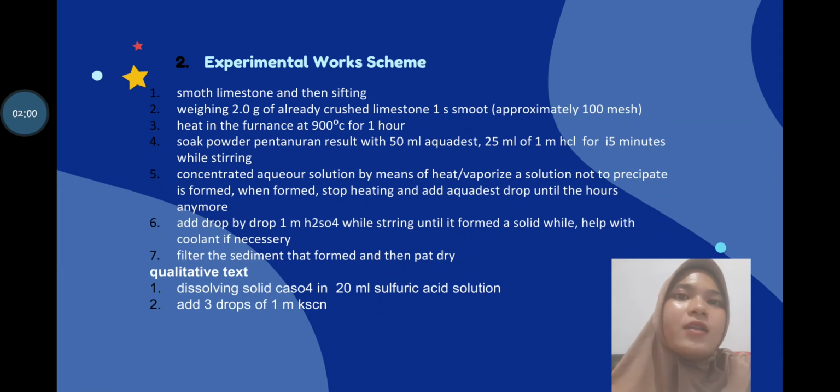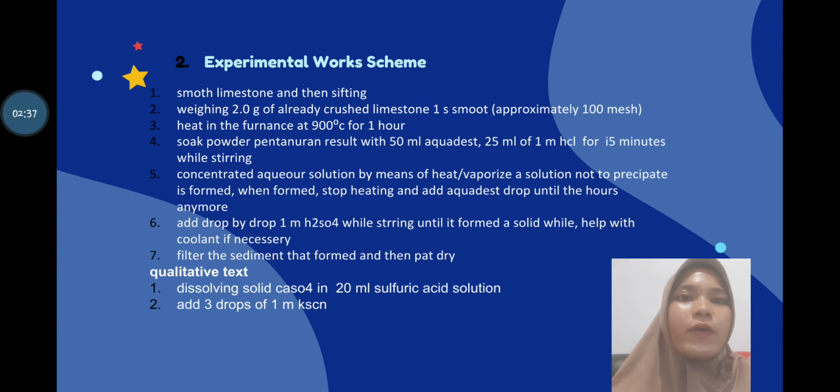Experimental work scheme: first, grind the limestone, then weigh 2.0 grams of the crushed limestone, ground to approximately 100 mesh. Heat in the furnace at 900 degrees Celsius for 1 hour. Soak the resulting powder with 50 ml aquades and 25 ml of 1 molar HCl for 15 minutes while stirring.